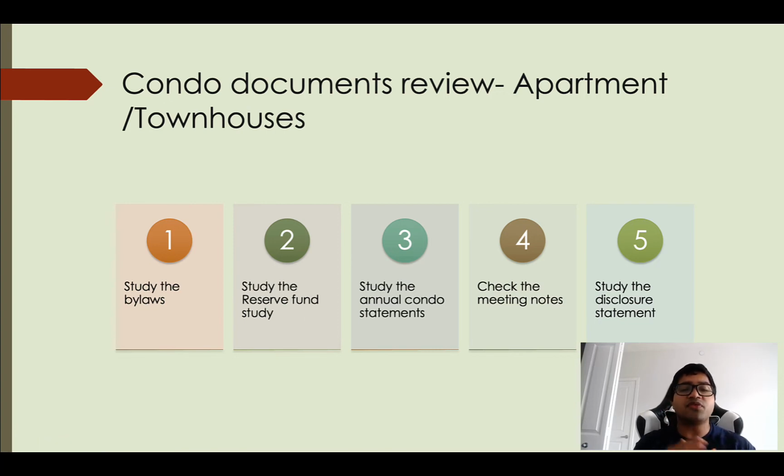Also, if the reserve fund is not enough right now, there could be future increases in condo fees. So that's also a risk that you have. Then study the annual condo statements, the minute notes of what they are discussing, what they are repairing, right? How often does the condo board meet, all of that. Then study the disclosure statement that states whether the unit has anything due with the condo board. If the unit that you are buying has something due with the condo board, then you might have to pay later on. Okay.